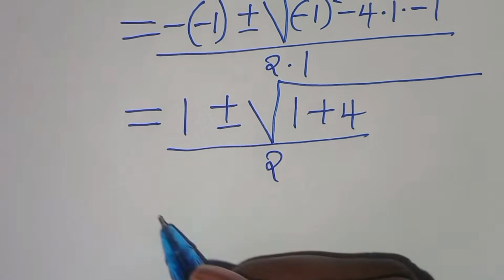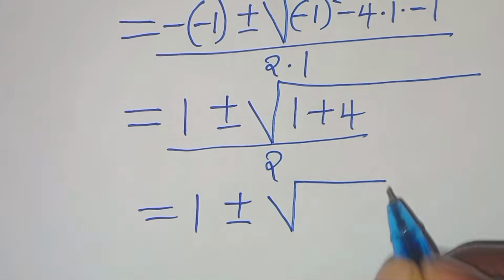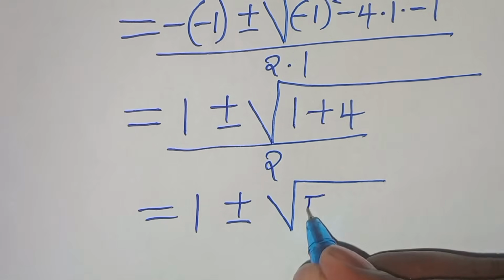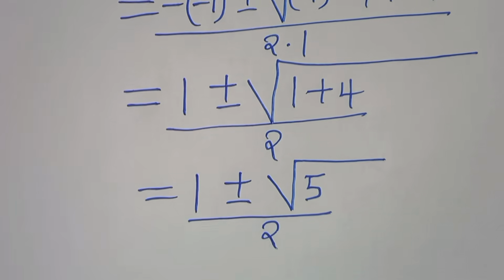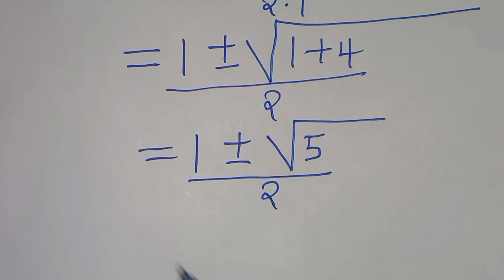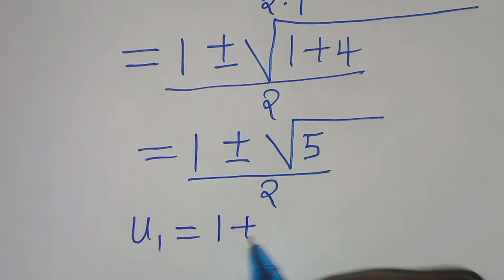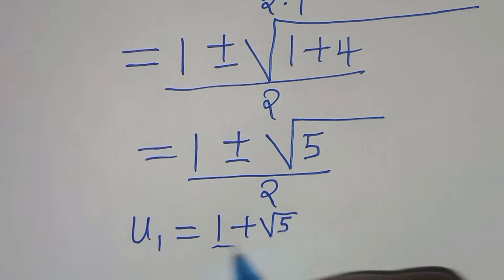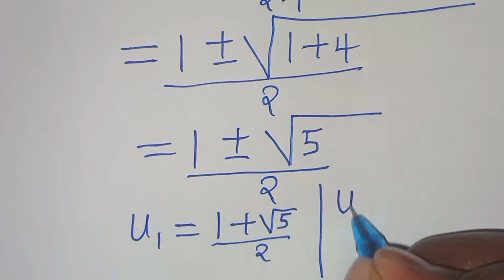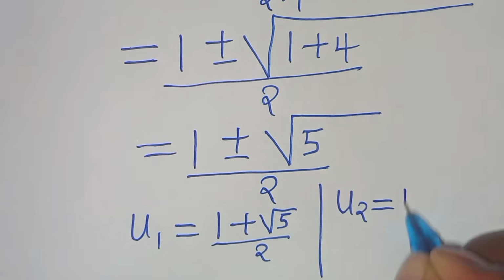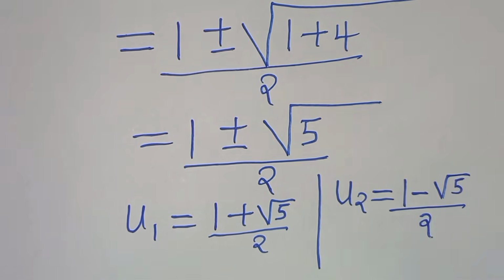So this means that here we have 1 plus or minus the square root of 1 plus 4, this is 5, everything here divided by 2. So we have two possible values of u. We have u1 is equal to 1 plus square root of 5 divided by 2. This is case 1. And in case 2, we have u2 is equal to 1 subtract square root of 5 divided by 2.